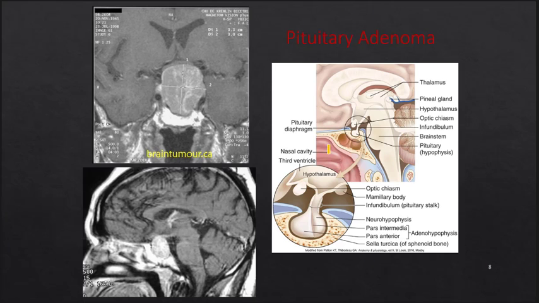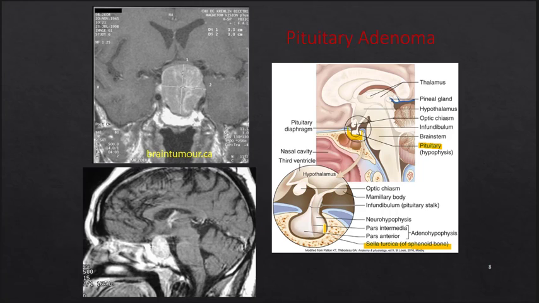A little bit more on pituitary adenomas, just to show you the normal anatomy of the pituitary gland. We can see that this relatively small gland hangs off of the hypothalamus. We can also see that it sits in a nice little cubby, called the sella turcica. You can see it a little bit closer here, and that's a part of the sphenoid bone.